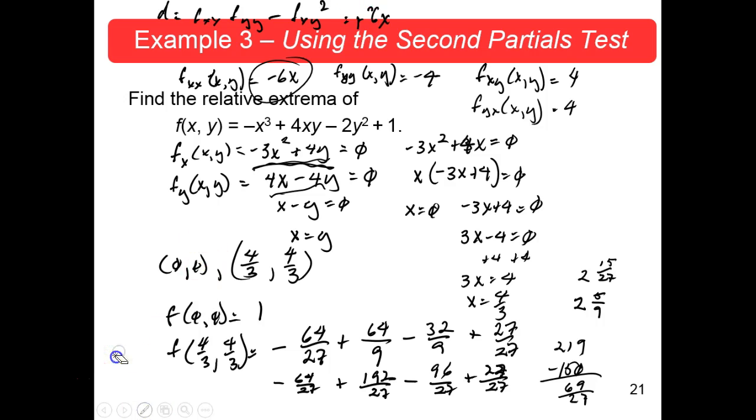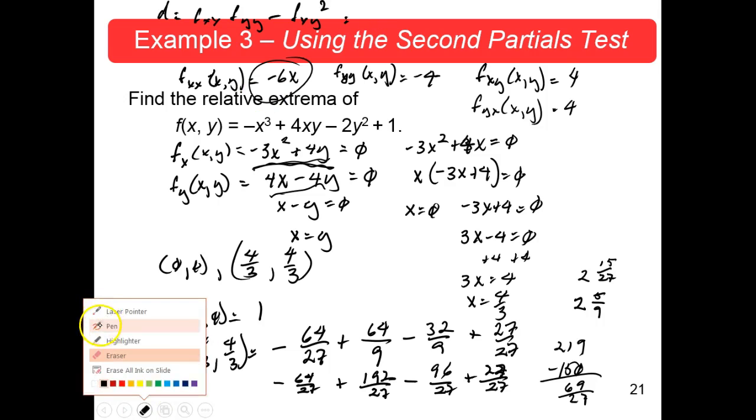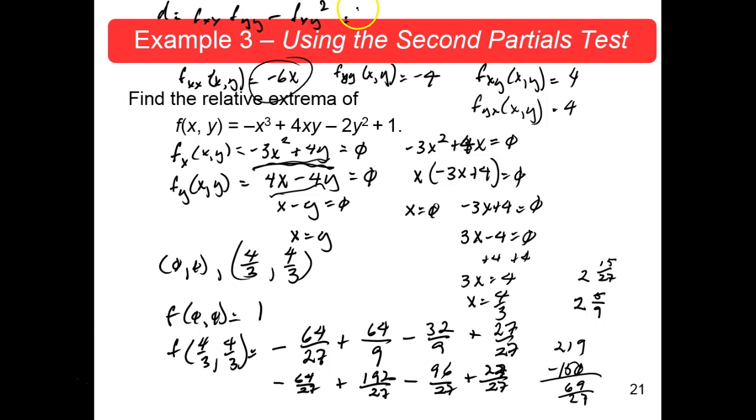I'm just running out of room. That's why I'm trying to do it all in one spot. So it's plus 24x, minus f sub xy squared. Well, f sub xy is 4, and 4 squared is 16. Okay, so there's your discriminant.